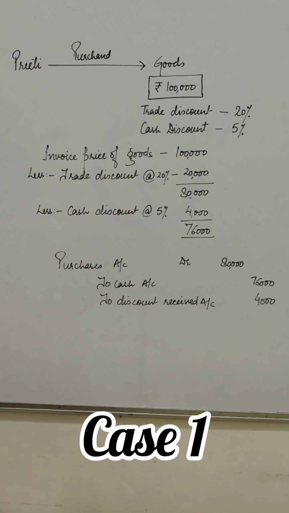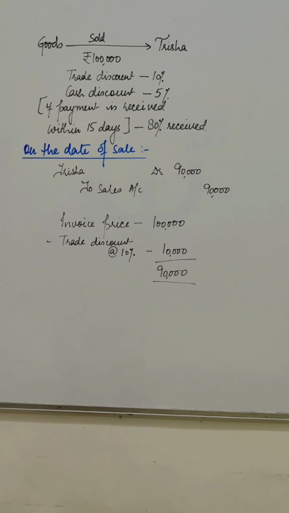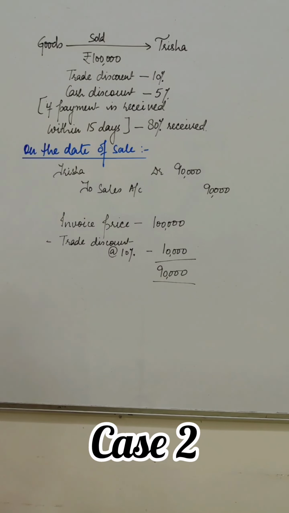So this is how we are going to journalize the entry. Purchases account debit amount of 80,000, that is net purchase. To cash, the amount which she has to pay, that is 76,000, and to discount received, the cash discount of 4,000, which is to be recorded in the books of accounts.